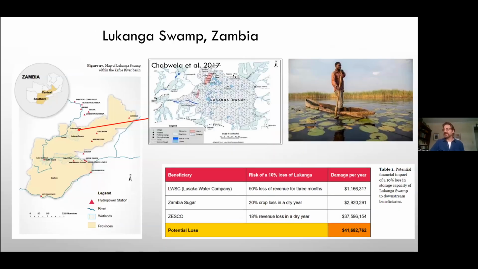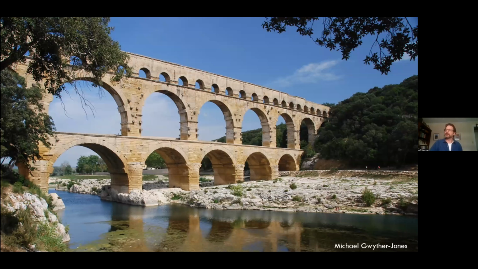I really don't have time to talk about that, so I will conclude. I think this is the Pont du Gard in France, but I just wanted to end with an image that has the Roman Empire and rivers, and think about those lessons for nature-based solutions. Thank you.